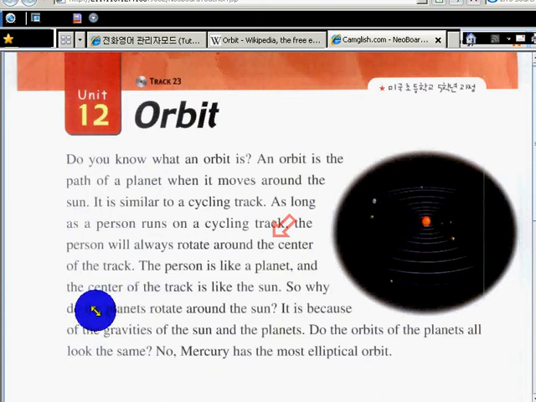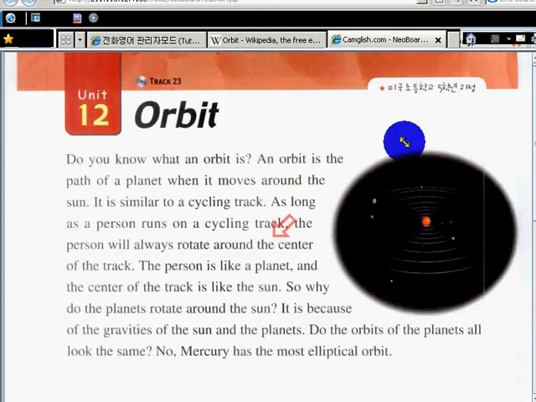So why do the planets rotate around the sun? It is because of the gravities of the sun and the planets. Do the orbits of the planets all look the same? No. Mercury has the most elliptical orbit.